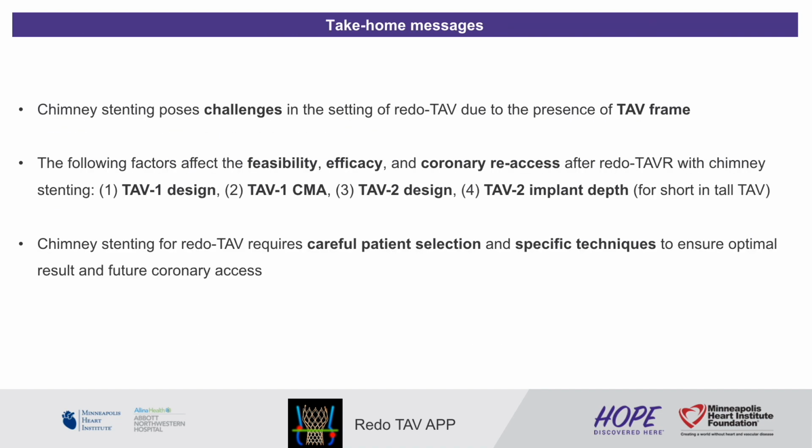In conclusion, chimney stenting poses challenges in the setting of redo TAV due to the presence of TAV frame, and the following factors affect the feasibility, efficacy, and coronary reaccess after redo TAV with chimney stenting: TAV1 design, TAV1 commissural misalignment, TAV2 design, TAV2 implant depth for short and tall TAV. Chimney stenting for either TAV requires careful patient selection and specific techniques to ensure optimal result and future coronary access.